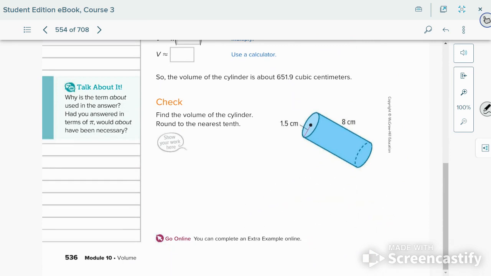Here we go. All right, so it's a volume of a cylinder. So we use volume of a cylinder, which is pi r squared h. It says nearest tenth, so we're going to calculate eventually, but first we replace the r with, right here, from the center to the edge of the circular base, so that's 1.5 squared, and then h is going to be 8. So now we have to calculate.